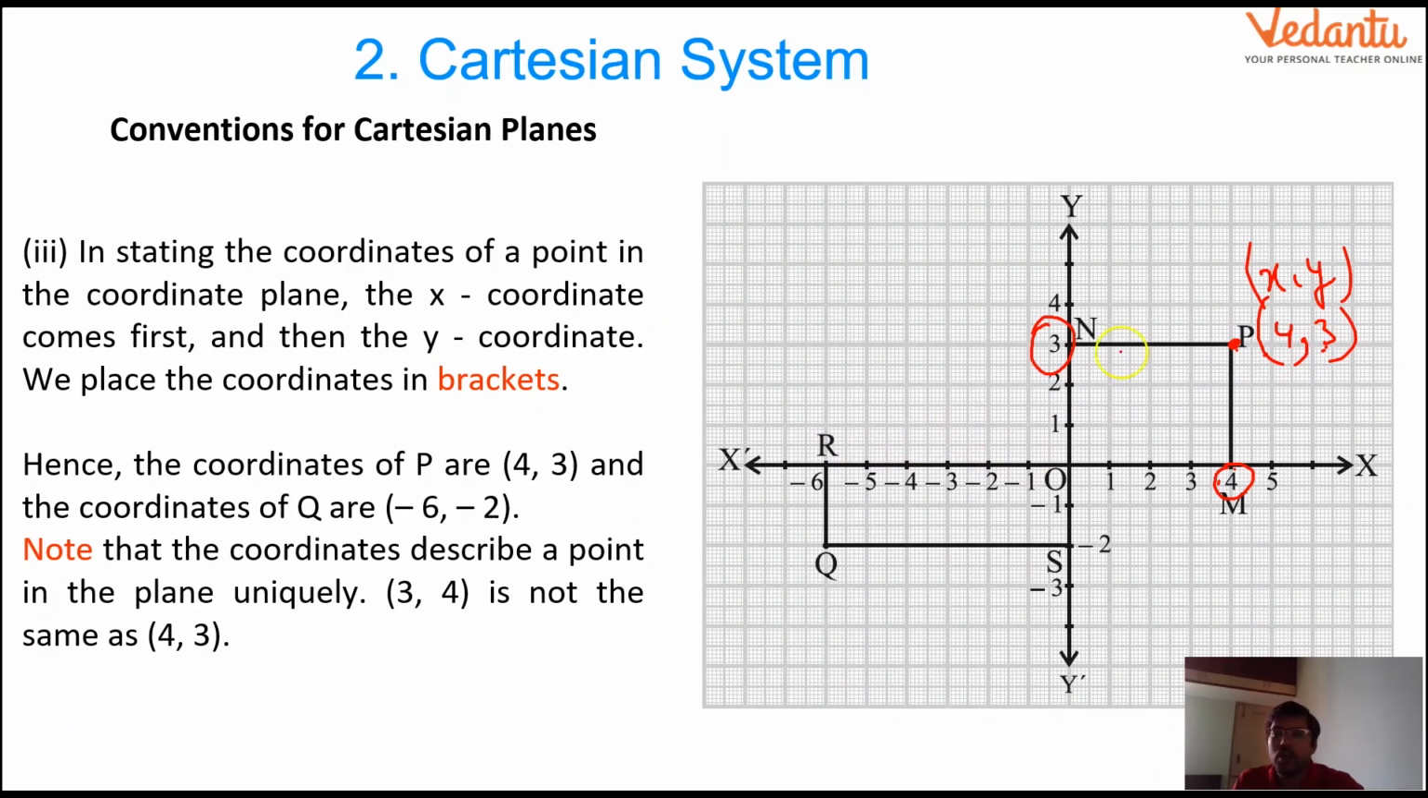Similarly, if I talk about Q, you would be able to understand that on the x-axis the coordinate is -6. So this is -6 first, and on the y-axis it is -2. So -6 comma -2 we got. And see here, P is 4 comma 3 and Q is -6 comma -2, isn't it? So this is how we find the coordinates of any point. Let's move on and see something more.